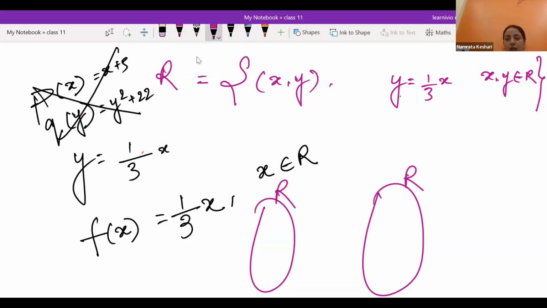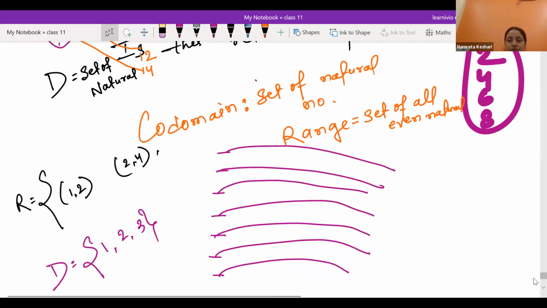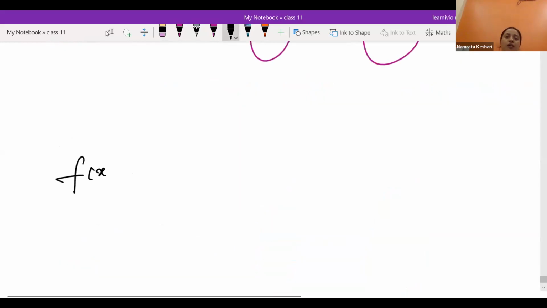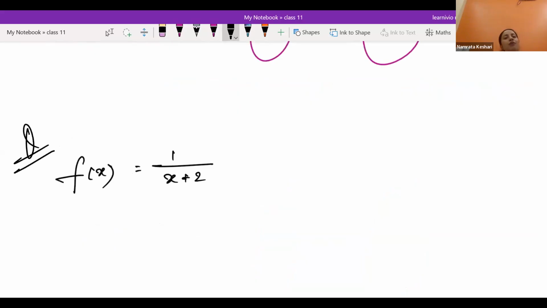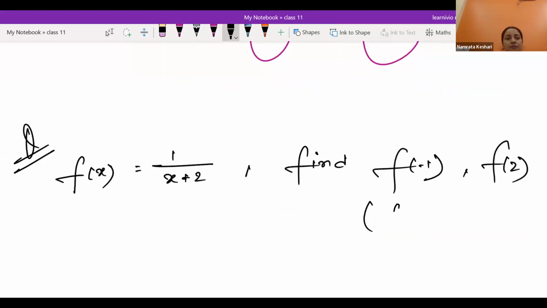Today I'm just talking about a very basic question. In case we have f of x as 1 by x plus 2, it's a function given in the question, the way previously you used to be given a polynomial. Here you have a function. Why we are representing a function like this, that is clear to you. Now the question will be: find f of -1, f of 2, f of pi.